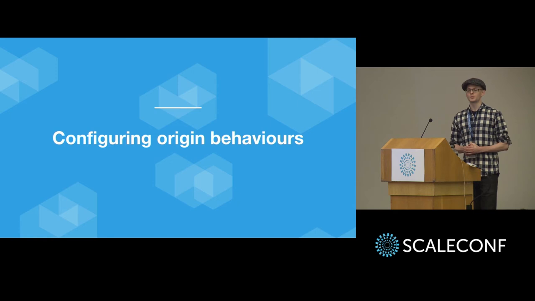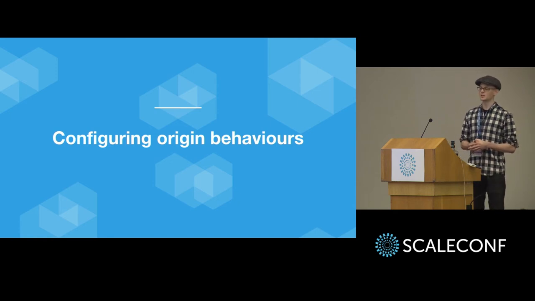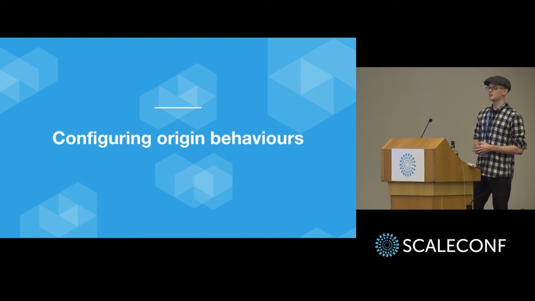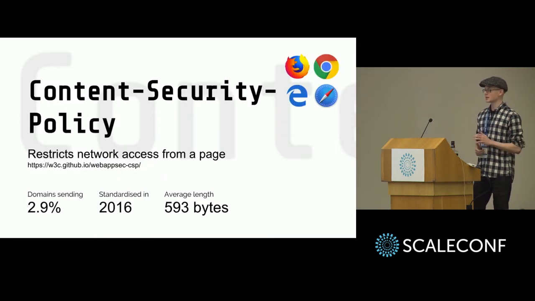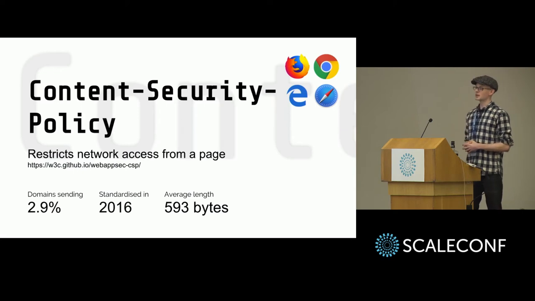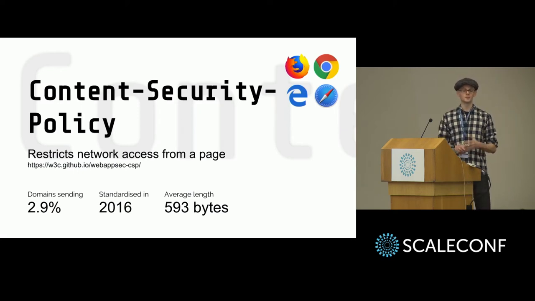The final category I want to talk about is origin behaviors. There are many HTTP headers that we include now on our pages that actually don't really relate to this one particular resource, but they relate to configuring behaviors for our entire website. These are things like Content Security Policy. Typically, you don't vary your Content Security Policy from one page of your website to the next, but you return it in every single one of your responses, as you should do.